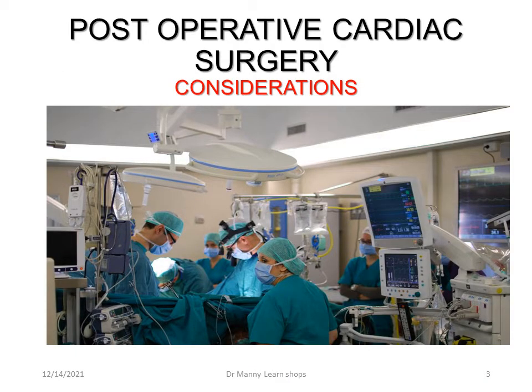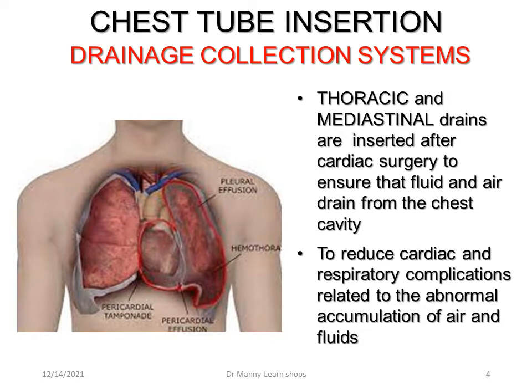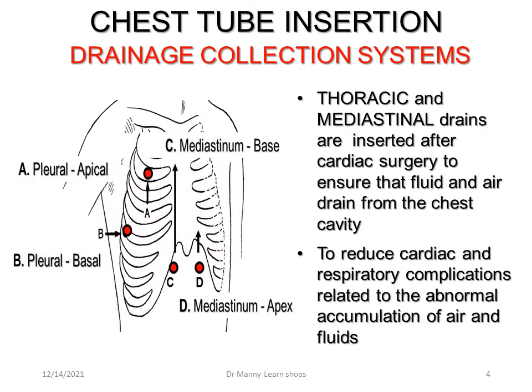Now, post-operative cardiac considerations consist of chest tube insertion and the drainage collection systems. Thoracic and mediastinal drains are inserted after cardiac surgery to ensure that fluid and air drain from the chest cavity. And this is to reduce cardiac and respiratory complications related to abnormal accumulation of air and fluids.